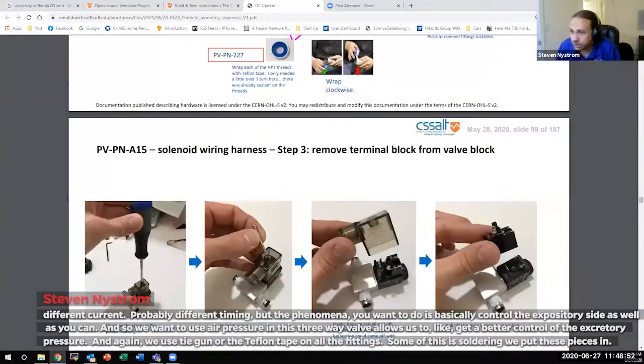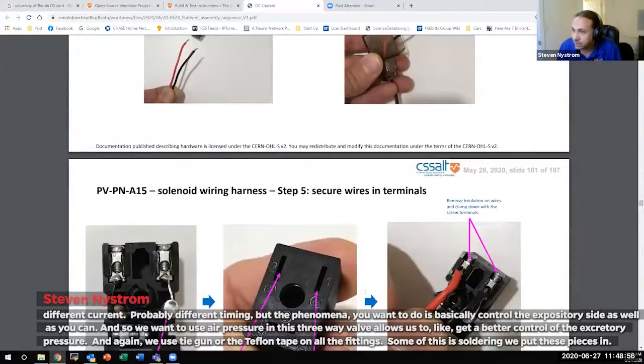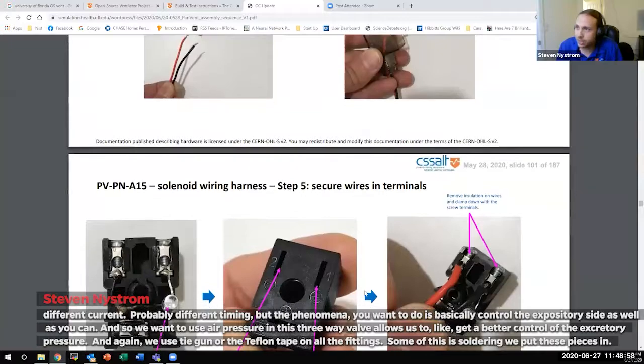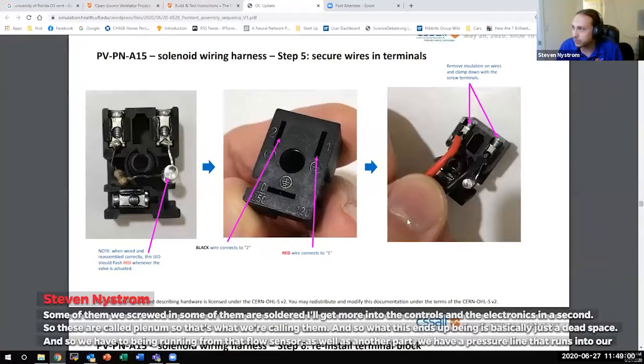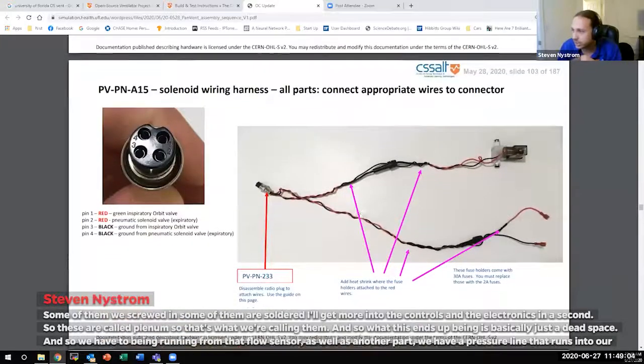And again, we used Tygon or Teflon tape on all the fittings. Some of this is soldering. We put these pieces in. Some of them we screwed in, some of them we soldered. I'll get more into the controls and the electronics in a second.